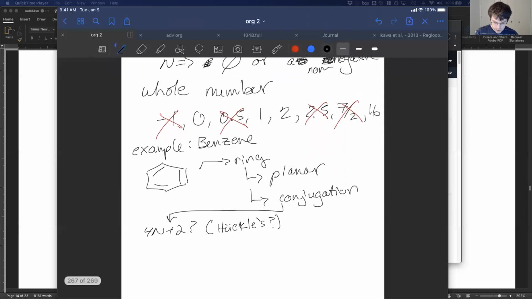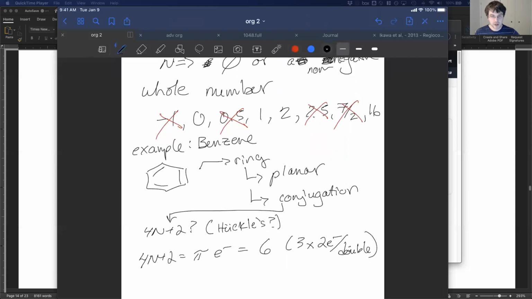Well, 4n plus 2 has to equal the pi electrons. The pi electrons are 6 because we have 3 times 2 electrons per double bond, and we have 3 double bonds. So 3 times 2 is equal to 6. So we have 6 electrons total. So 4n plus 2 equals 6.